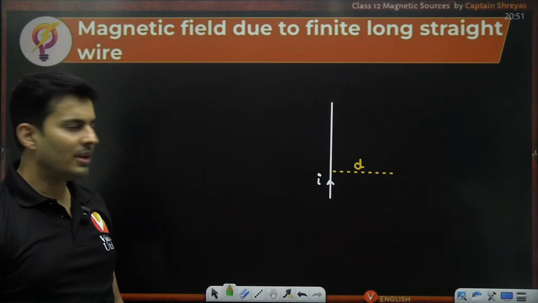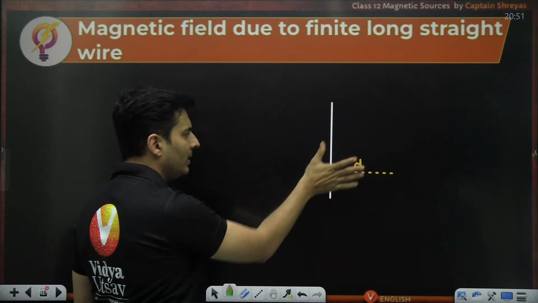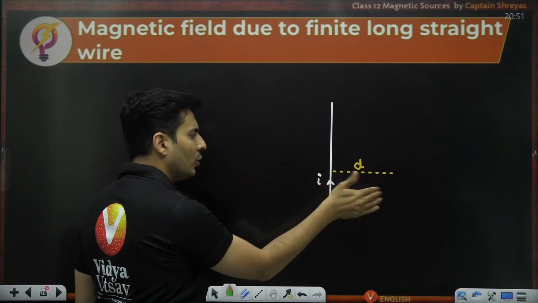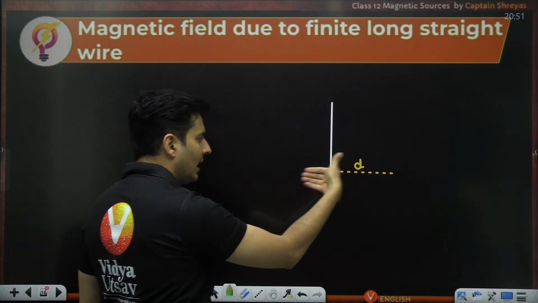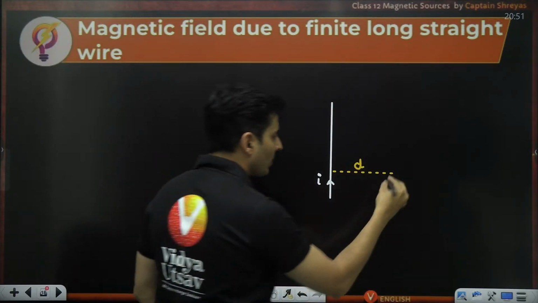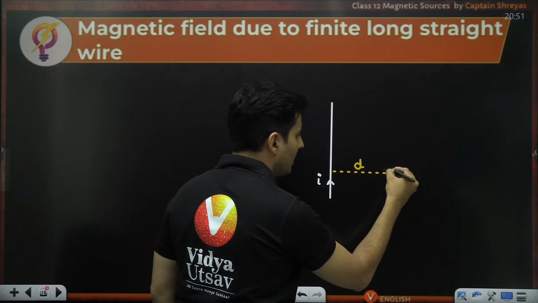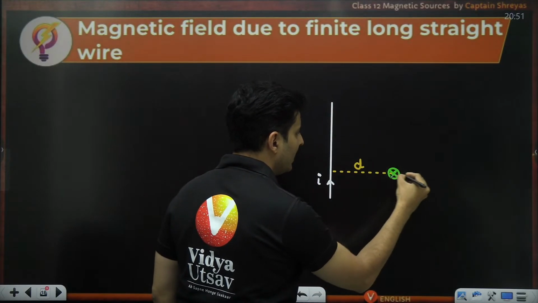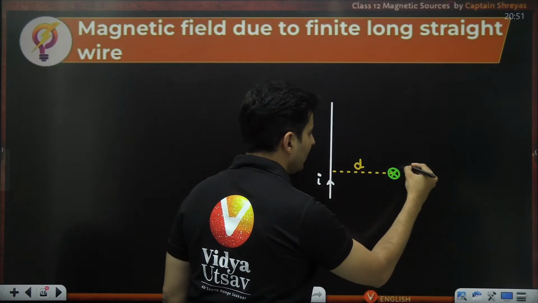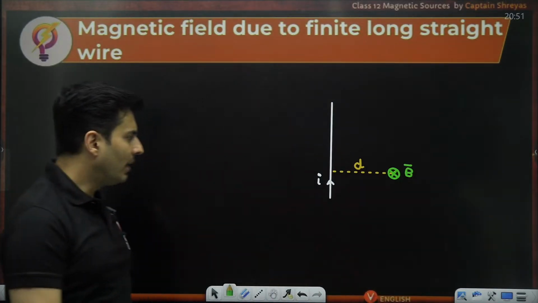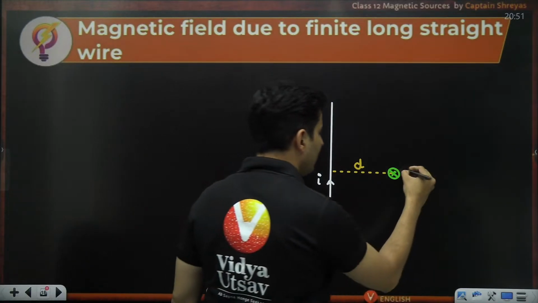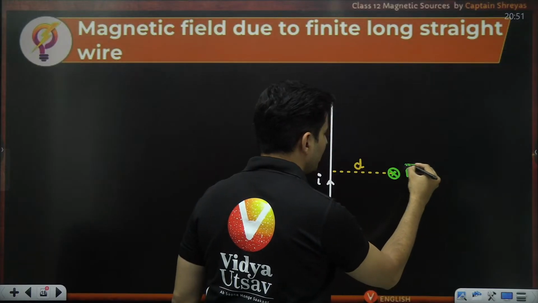First of all, the direction is very obvious because the current is going up. The magnetic field lines will go inside on the right side, and on the left side it will be towards me. So 100% it is inside here. So the magnetic field will be like this. But how much that magnetic field is, is the question.